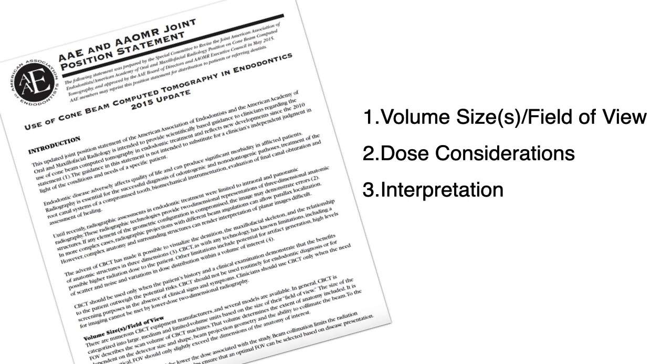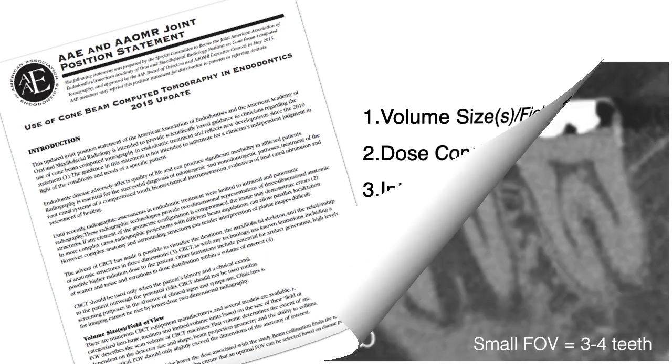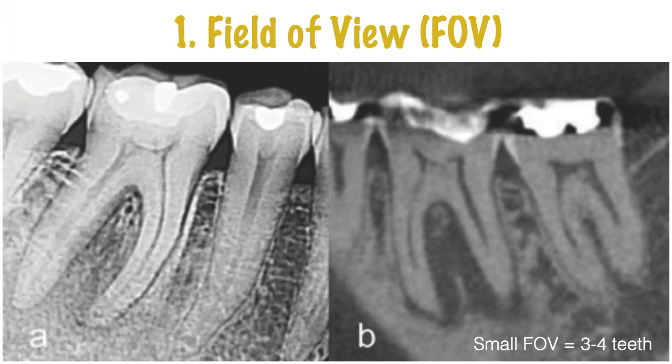The way that they structured this document, they looked at 3 major categories. One was the voxel size, which we discussed is already important in endo. The second is volume size and field of view, because they are kind of tied together. And the third one is interpretation. So let's start with field of view, and the acronym is FOV. The field of view can be small, medium, or large. And in endodontics, we only use small field of view volumes.